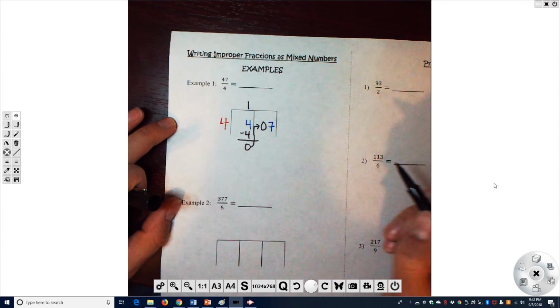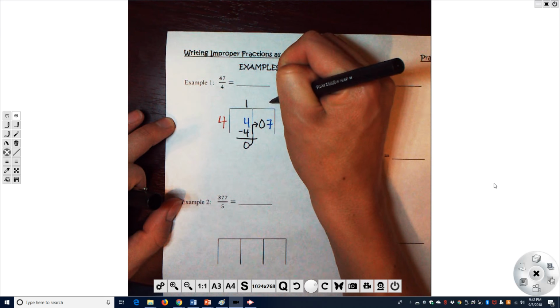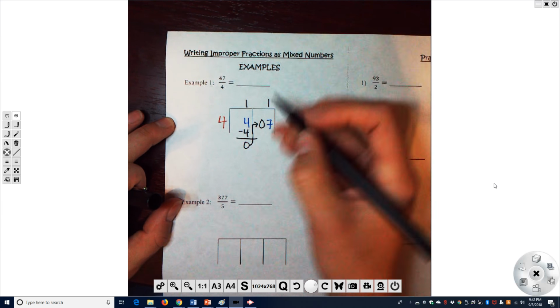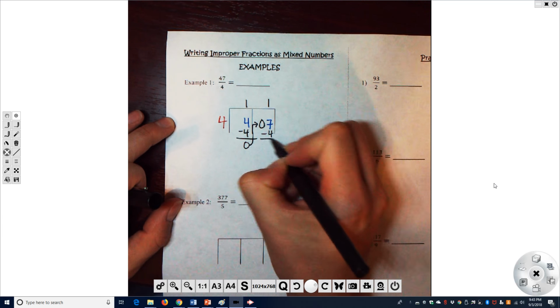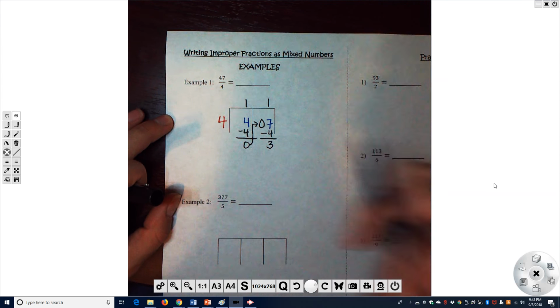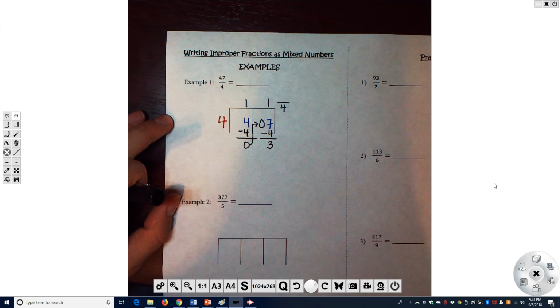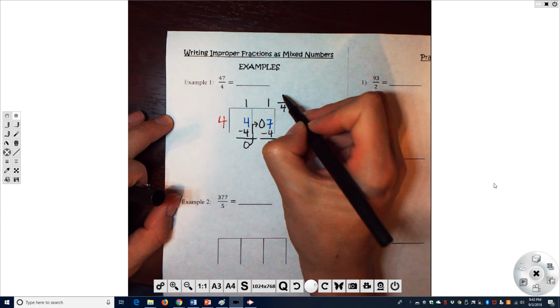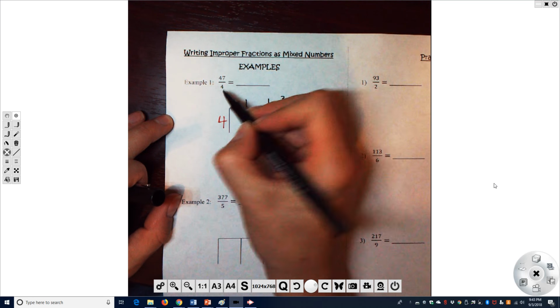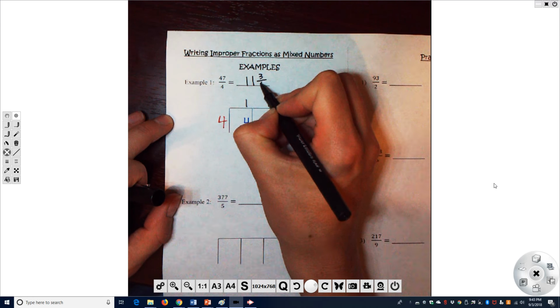And then how many times can 4 go into 7? If you say 2, that's too big, because 2 times 4 is 8. So 1 is as large as you can get. We subtract, and we have our remainder. Now, to write this as a fraction, our original denominator is a 4, so that stays a 4. And then this is our numerator. So 47/4 is the same as 11 whole and 3/4.